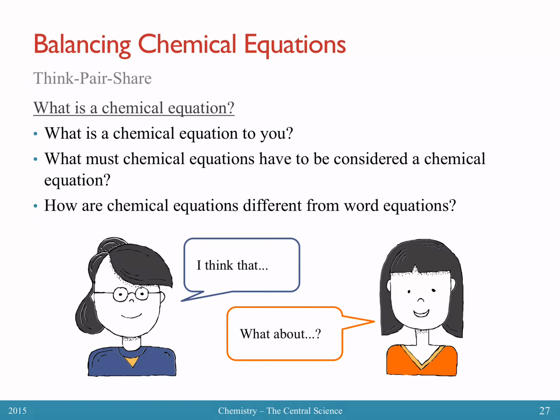So in your past, can you think about what is a chemical equation? What must they have in order for them to be considered as a chemical equation? How are they different from word equations? So word equations are what you learn in primary school, like glucose plus oxygen gas gives you carbon dioxide plus water. Okay, so this is what you learn in primary school about word equations.